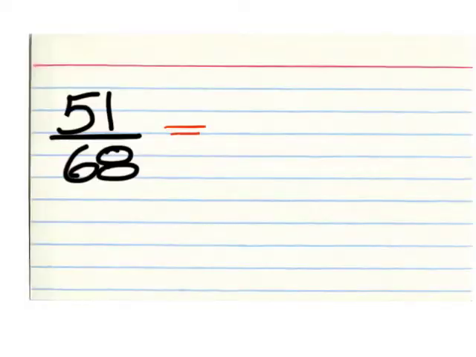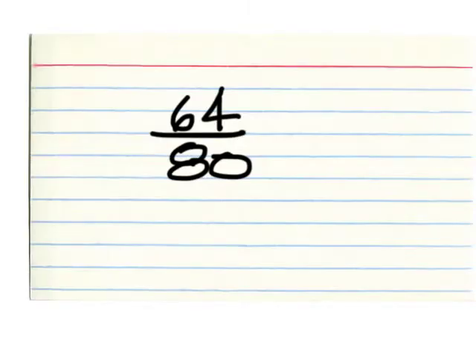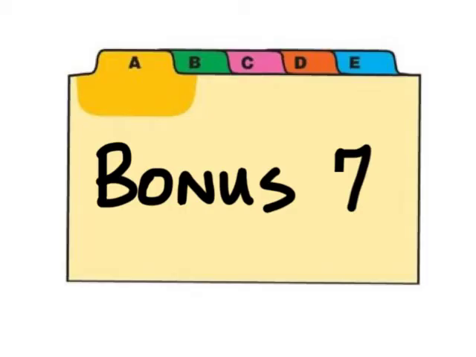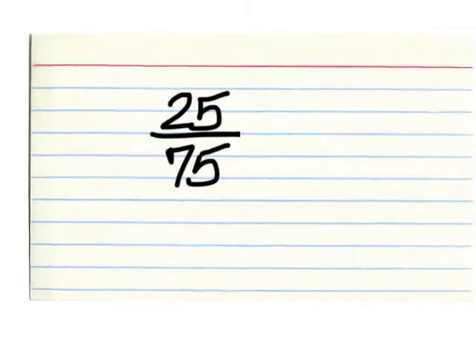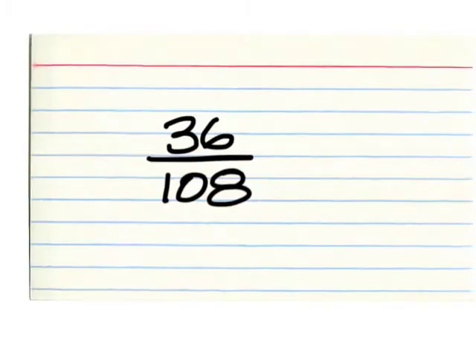Practice 3 solution. 51 over 68. Both of these are divisible by 17. And that would be 3 over 4. Practice number 4. 64 over 80. Bonus number 7. 25 over 75. Bonus answer should be 1 over 3.